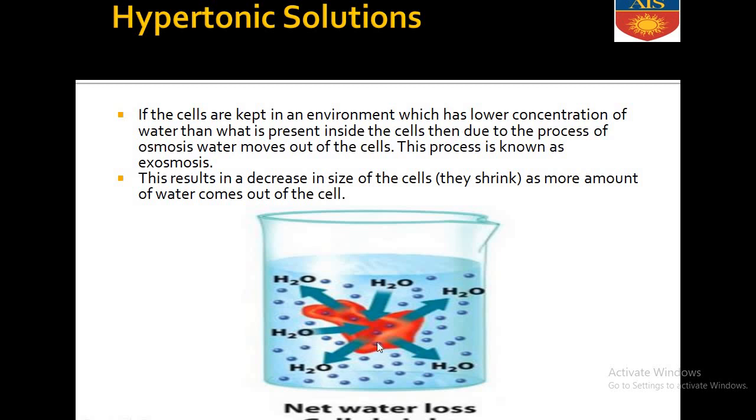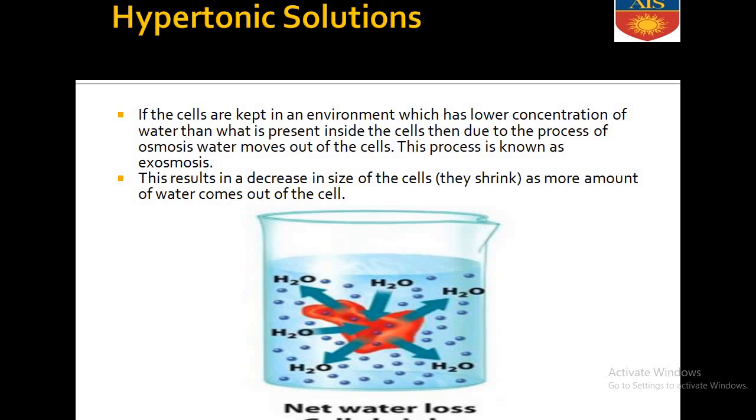And the cell shrinks. This process is known as exosmosis. Why exosmosis? Because there is an exit of water molecules from the cell. We call it endosmosis because there was an entry of water molecules in the cell. But in exosmosis, there is an exit of water molecules from the cell. So this process is known as exosmosis. Clear? And in this case, the cell shrinks.